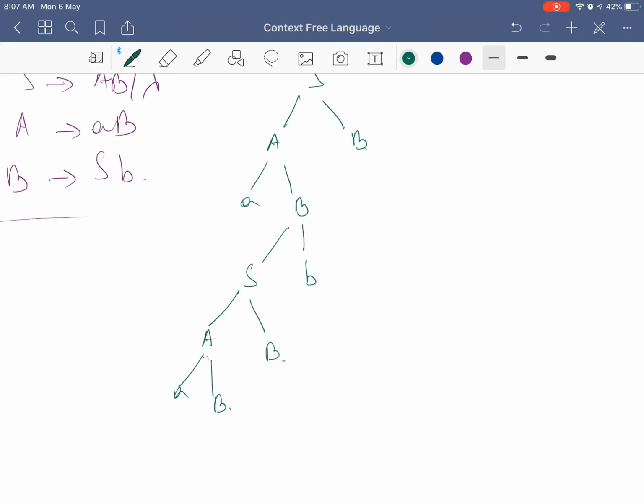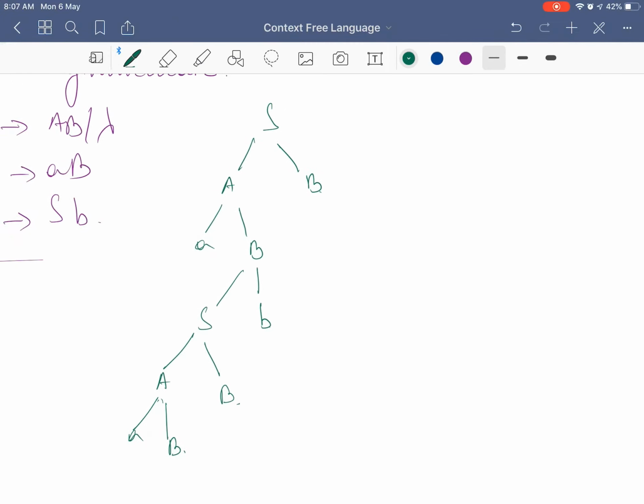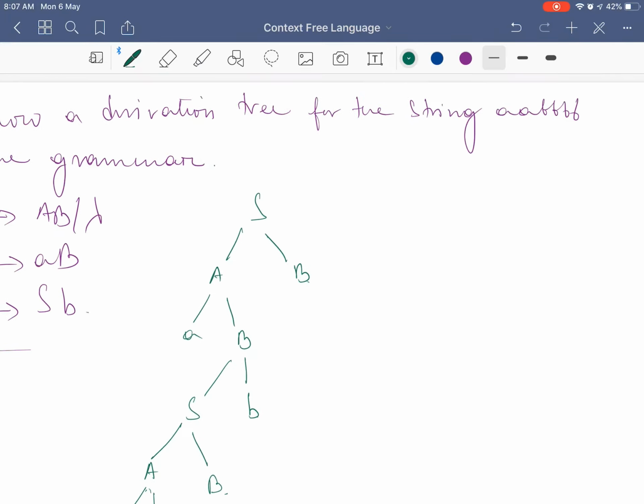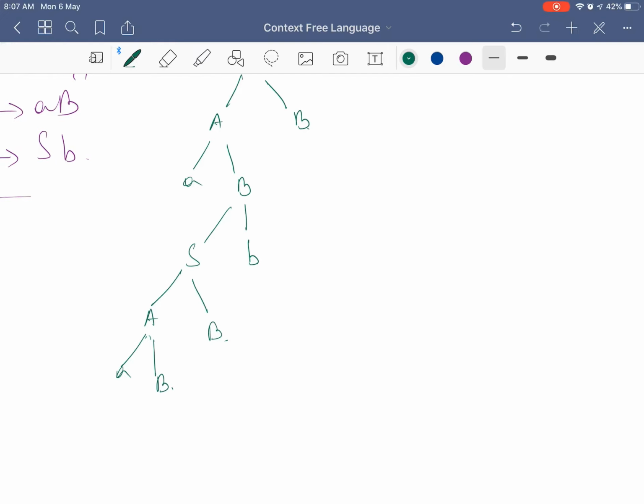If I replace this B with SB, then multiple numbers of b will come. I need multiple numbers of b. 2a I got, now I need multiple numbers of b. So from this I am getting S and b. This S will be replaced by lambda, this S will be again replaced by lambda. So 2a I got, 2b I got, I need another b, and that another b I can get from here itself.